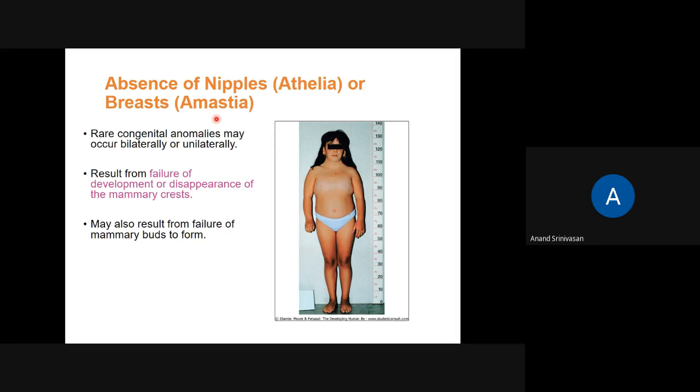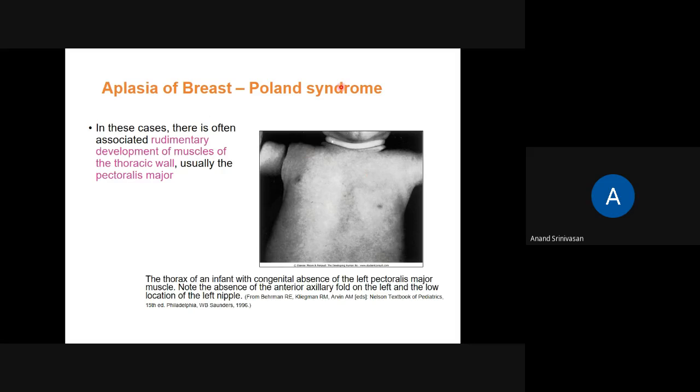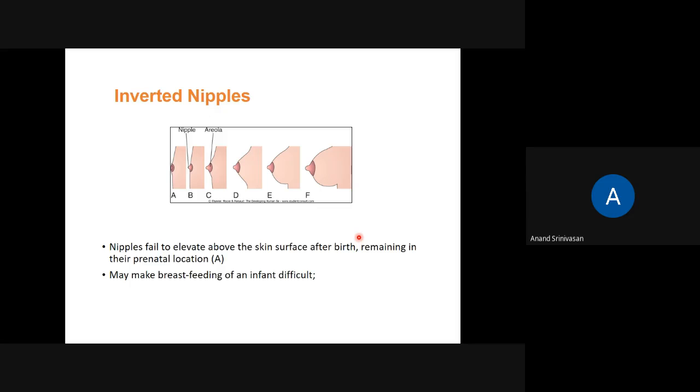Athelia and amastia have already been discussed. Poland syndrome is where there is congenital absence of the pectoralis major. Sometimes an inverted nipple can be congenital also.